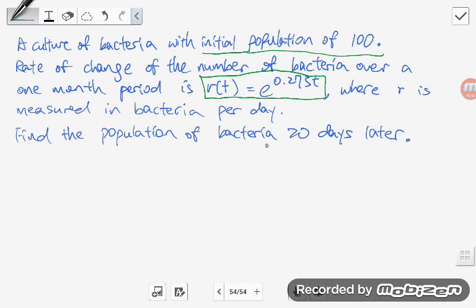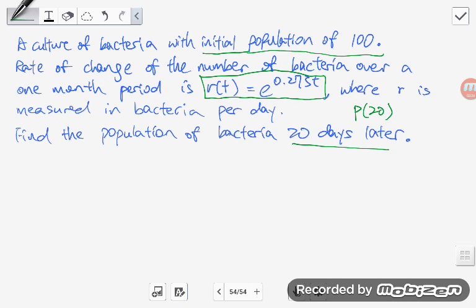In other words, this is not R. R is the rate of change. So they actually want us to find the population 20 days later. So in other words, let's say this is the population after 20 days. Okay, that's what we have to find. All right, so let's do this. This R of t, that is the rate of change, right? That doesn't give us the population. That tells us how fast it is changing.